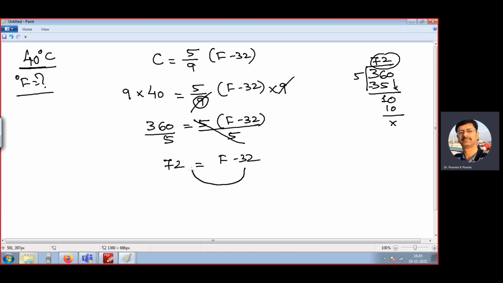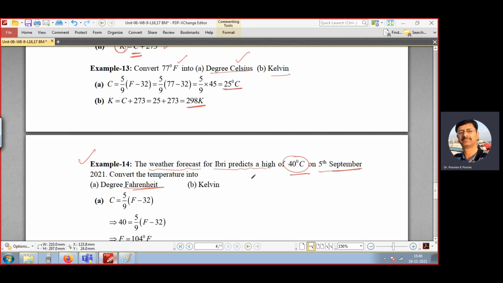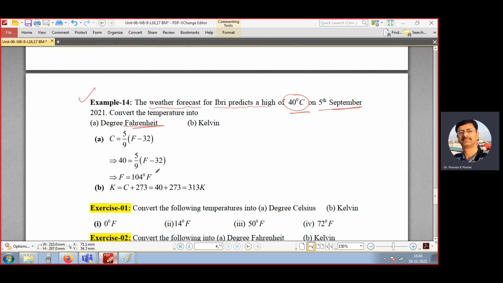Now you need to find the value of F. Shift this towards the left, so F is equal to 72. This is negative on this side; if you change to the other side, it will become positive. Negative becomes positive if you shift it to the right side or left side. 2 plus 2 is 4, and 7 plus 3 is 10. So 104 degrees Fahrenheit. Clear? And you can see the answer is 104.